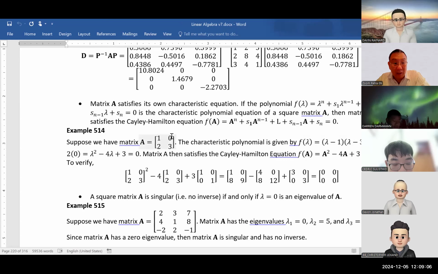Okay, so you can try. This one is 1, 0, 2, 3. I square it minus 4 multiplied by this A plus 3 multiplied by I, right? So if you calculate, you will get 0, 0, 0. See? Exact.